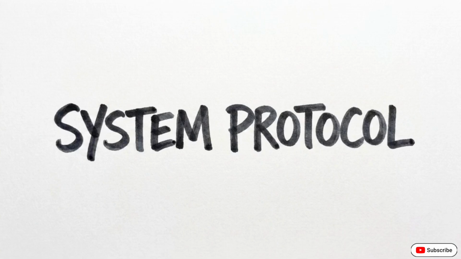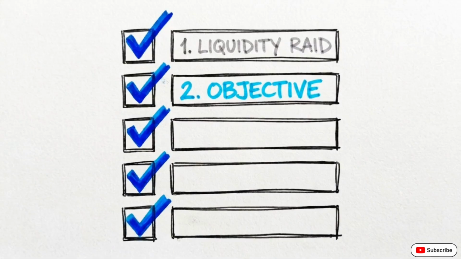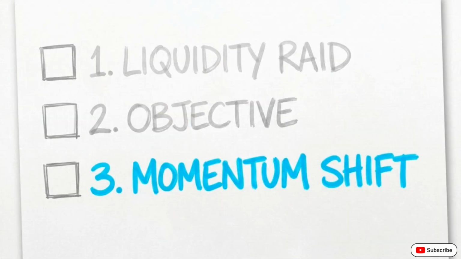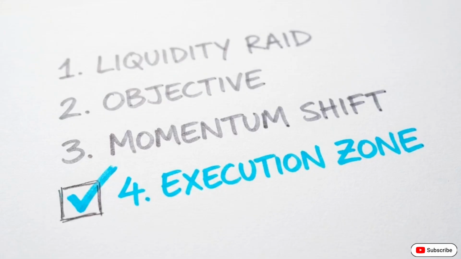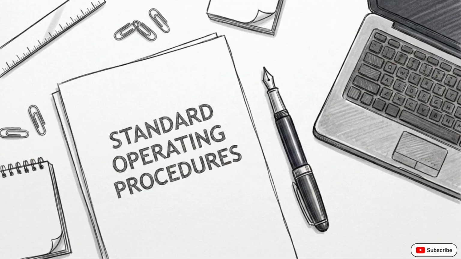We can distill the entire process into a 5-step checklist. Identify the 4-hour sweep, define the target, wait for 15-minute displacement, enter on the IFG retest, and maintain a minimum 2-to-1 ratio. Adhering to this checklist removes individual emotion from the process, turning market analysis into a repeatable business operation.